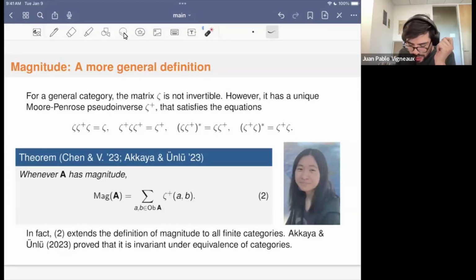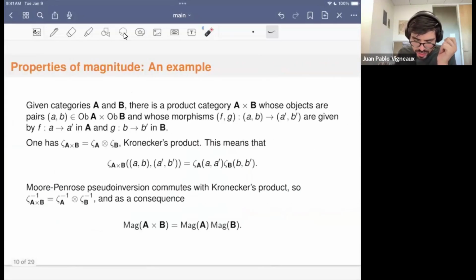Akaya and Nulo also proved that it's invariant under equivalence of categories, which is what you would like to have. And what we showed is that you can see that many properties of the magnitude follow from properties of matrices. And I think this could be exploited in a more powerful way at some point.